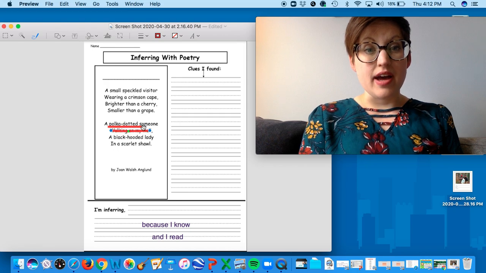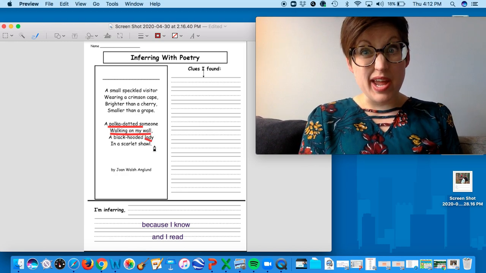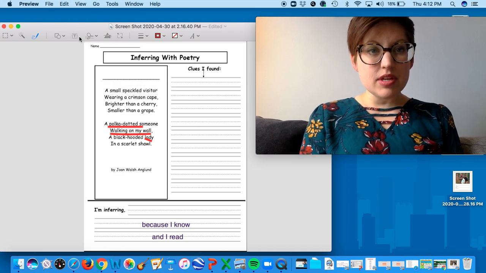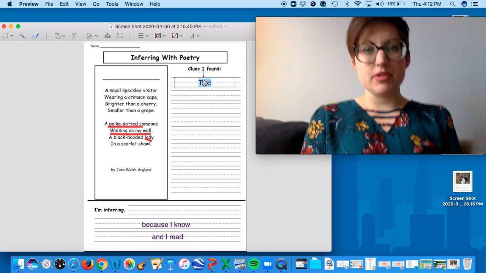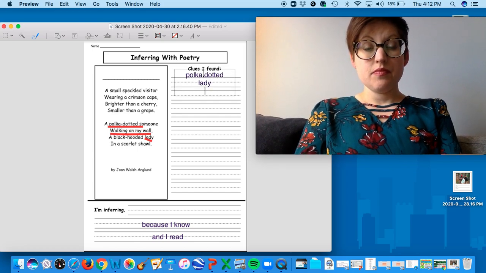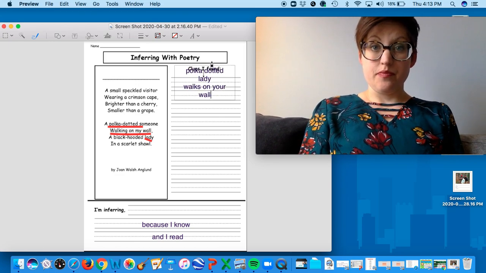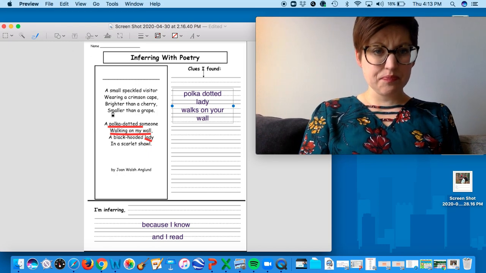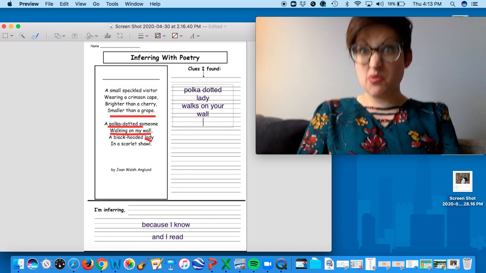And to go along with that, one second, I don't like that it bends. There we go. A black hooded lady, another clue, in a scarlet, remember that means red, shawl. So already I'm getting some great pieces of evidence that I can add over on this side of my paper today. So I heard polka dotted, I heard the word lady, I heard that this creature walks on your wall. I also heard, and I'm going to go back and underline, that is smaller than a grape. So whatever this is is pretty small, right? Because it can walk on your wall.